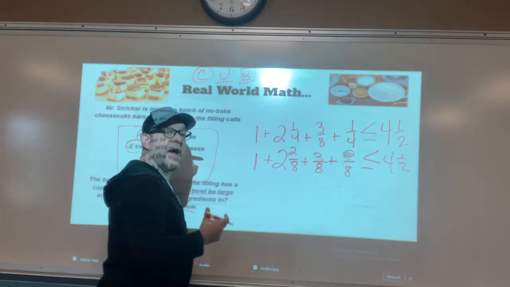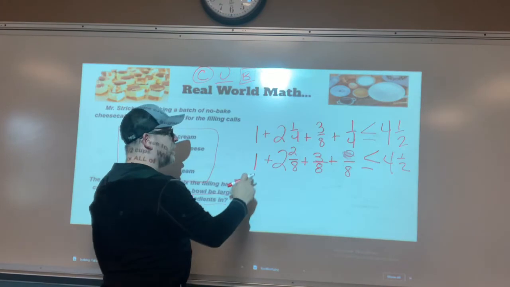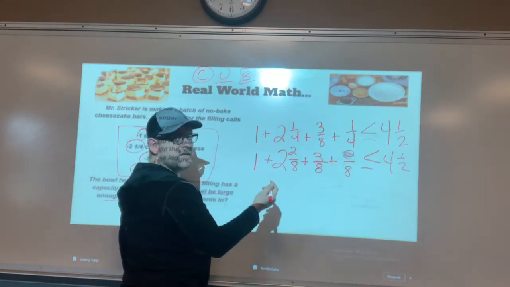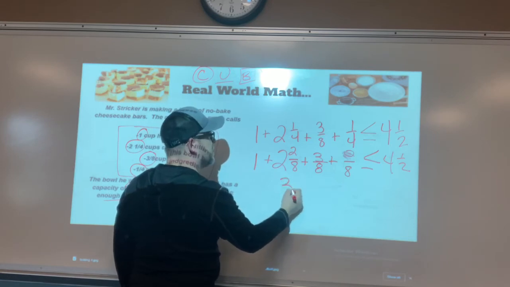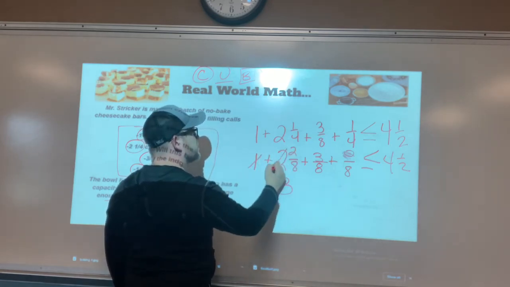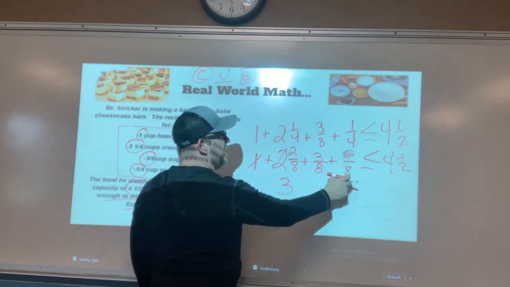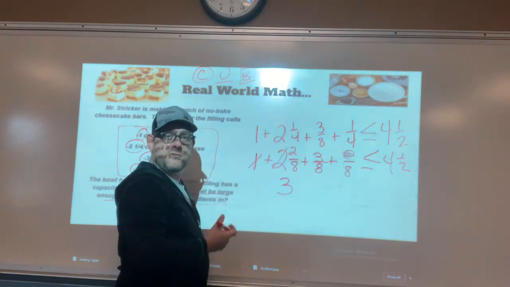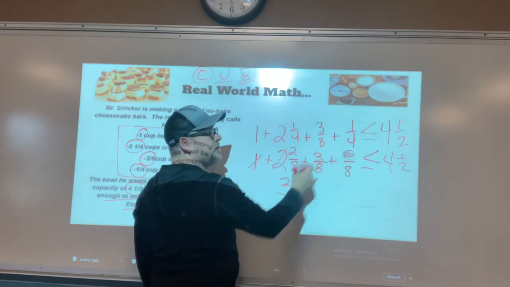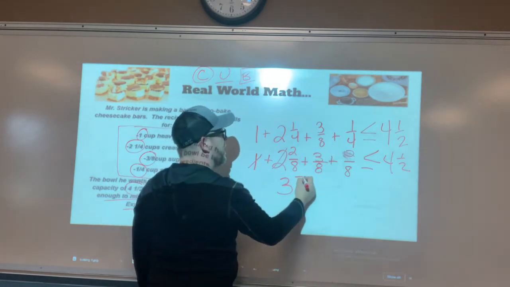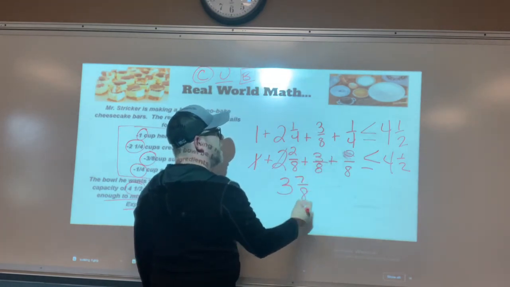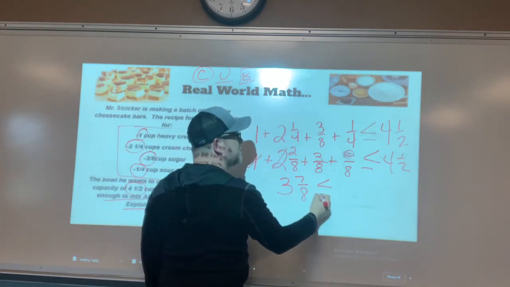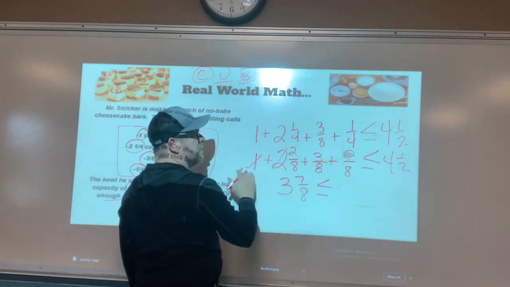And now I can add everything up. I'm going to go ahead and add my whole numbers up. So 1 plus 2 is 3. Pretty easy, right? Now I've gotten rid of those. Now all I need to worry about are my 8ths. I have 2/8 plus 3 would give me 5, plus another 2 would give me 7. I have 7/8. So 3 7/8 is my answer to this addition problem.